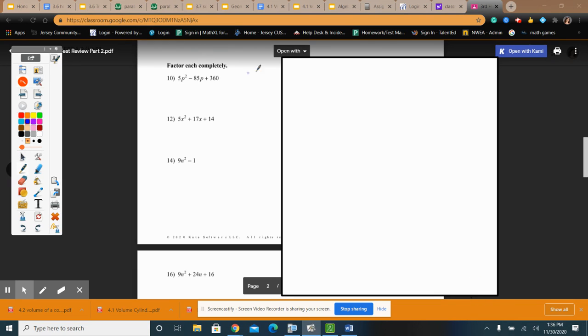I have to factor it. The first thing you always look for is a GCF. And you probably have a little party here because these all have a 5 in common. So I'm going to pull out the 5 and divide out. So that will be a p squared. It's like backwards distributing. 85 divided by 5 is 17, so this is a minus 17p plus 360 divided by 5 is 72. So that's what I'm looking at.